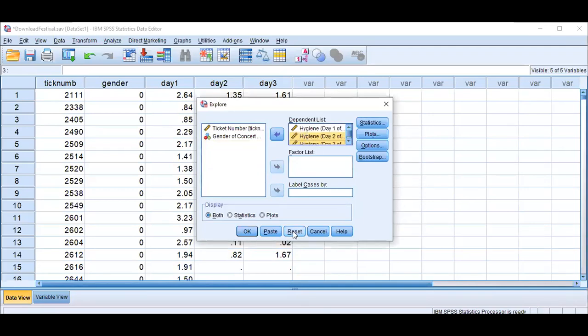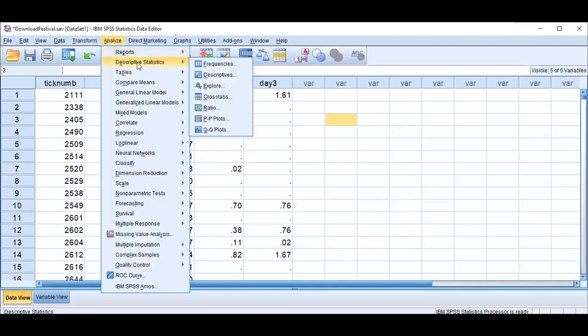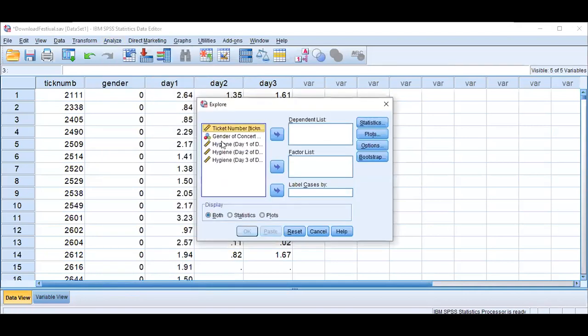I am repeating again. So how will I do it? Analyze, Descriptive Statistics, and Explore. This is my route to checking the normality of my data. I want to check normality of day 1, day 2, day 3. Simultaneously, I select all and transfer them into the dependent list.